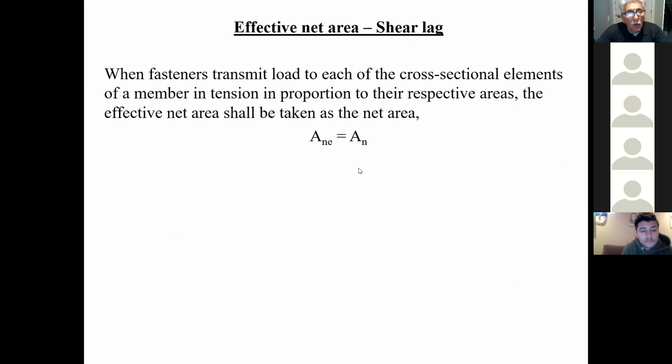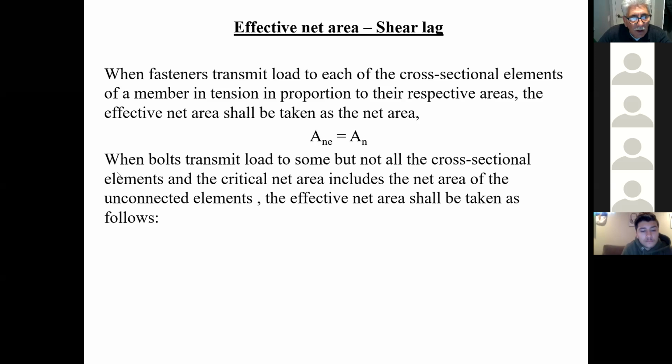Now, when fasteners transmit loads to each of the cross-section elements of a member in tension in proportion to their respective areas, the effective net area shall be taken as the net area. In other words, you calculate the net area and then convert it into an effective net area by multiplying by whatever factors account for the shear lag. That's all they're saying here. When loads are transmitted to some but not all of the cross-sectional elements, the critical net area includes the net area of the unconnected element, and the effective net area shall be taken into account.